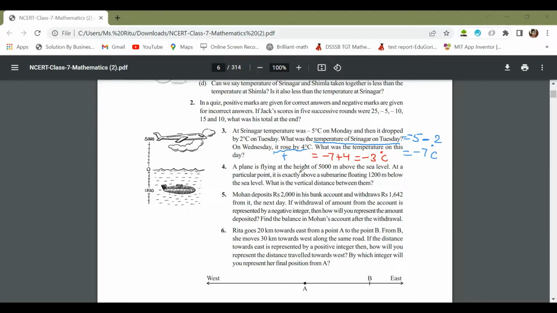A plane is flying at the height of 5,000 meters. If you are observing this figure, there is a plane which is flying at the height of 5,000 meters. So this height is 5,000 meters basically above the sea level. So this is our sea level, and above the sea level at a distance of 5,000 meters, a plane is flying. Now after that, at a particular point, it is exactly above a submarine.